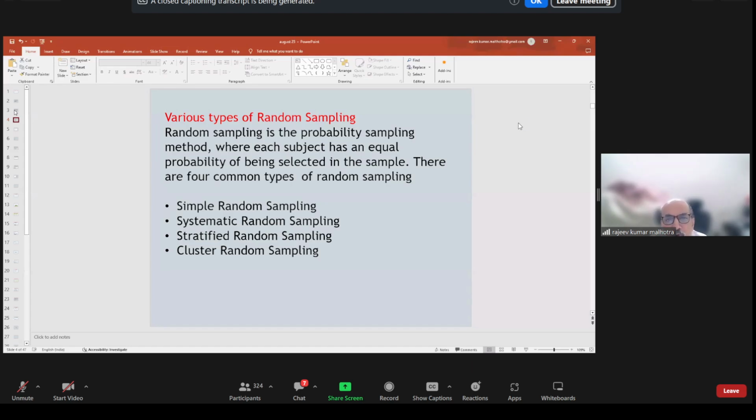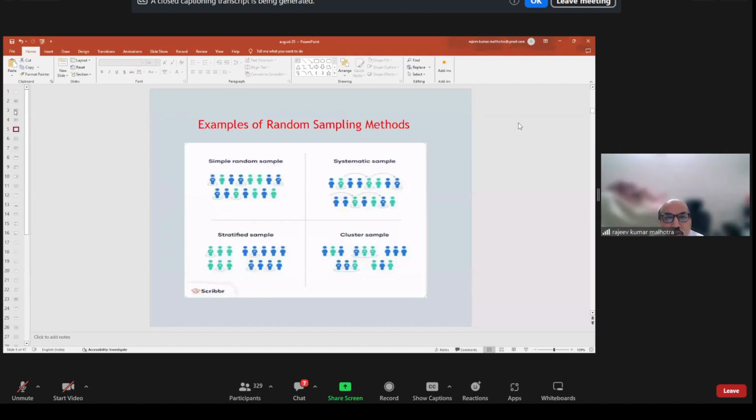There are four types of probability sampling. First is the simple random sampling method. Second is the systematic random sampling. Third is the stratified random sampling, and fourth is cluster random sampling. So I will take a visual example to explain all these four types of random sampling. This is the example I have taken from the website. First is random sampling.